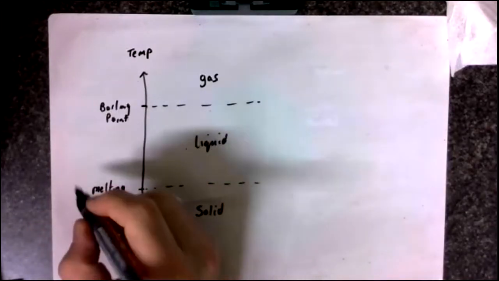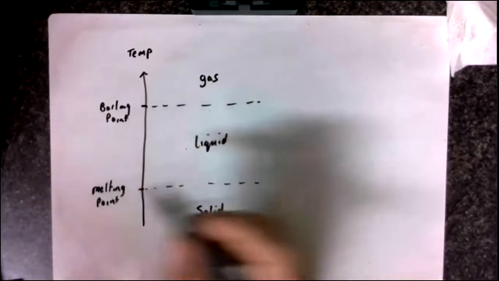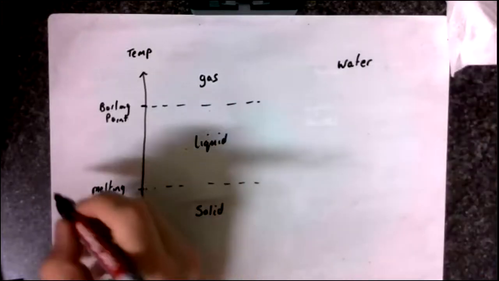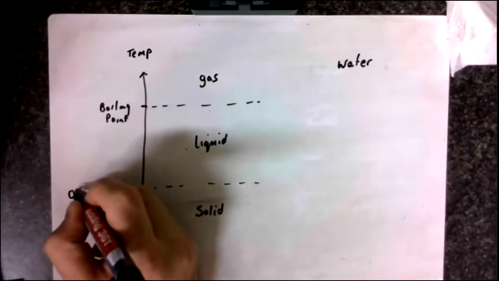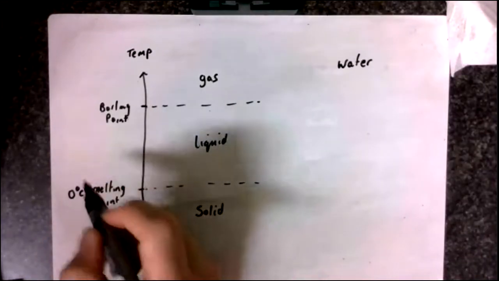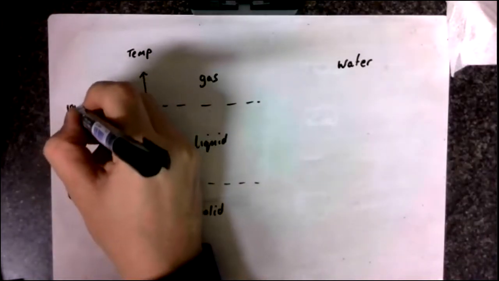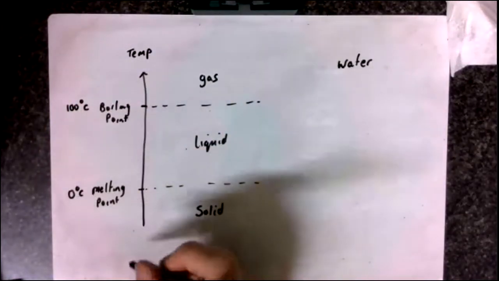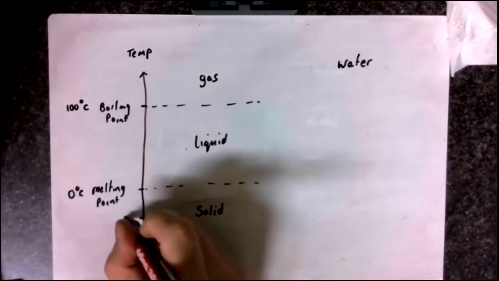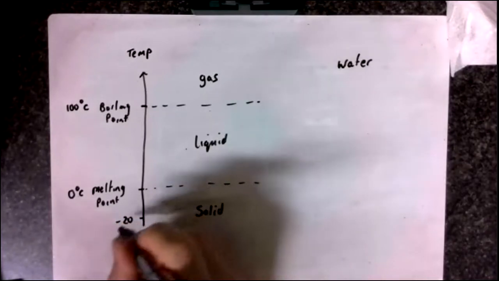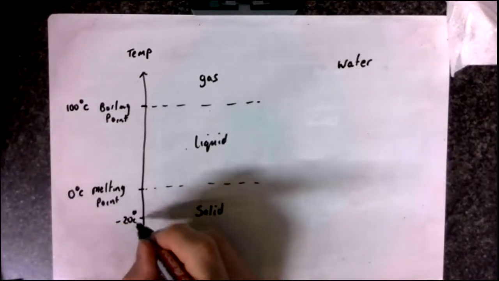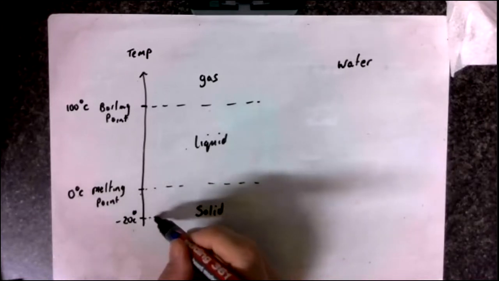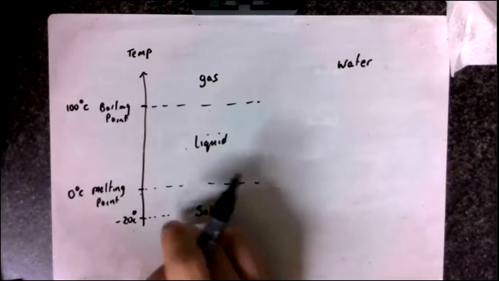If we take water as an example, the substance water up here in the corner has two temperatures we need to know. It has a melting point of 0 degrees C, and it has a boiling point of 100 degrees C. And what that means is if we're at a temperature like -20 degrees C, well, that's on the number line below 0. That means the substance would be a solid at -20 degrees.